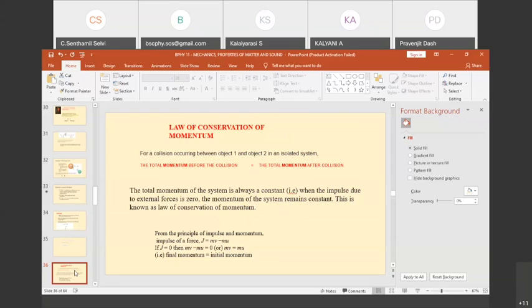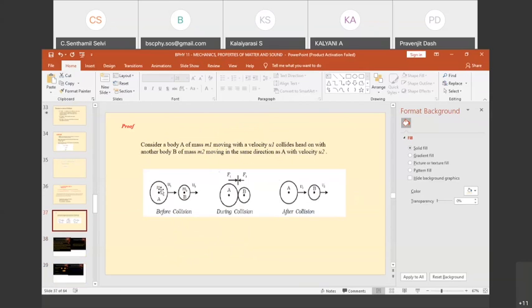If two bodies are colliding, one object collides with another object, what we can say is the total momentum before the collision. One object A has mass m1, another object B has mass m2, moving with velocities u1 and u2.